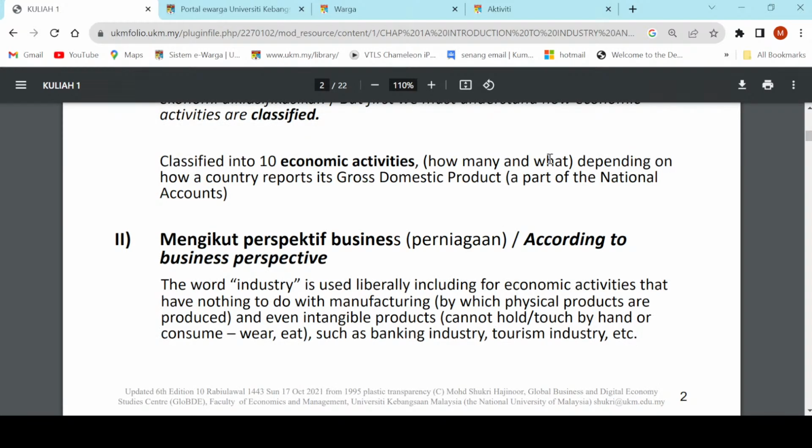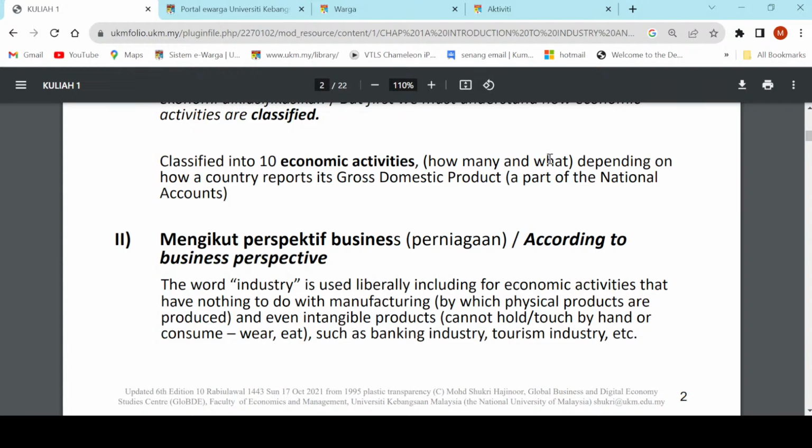entry. That depends on how the country reports its GDP. And I've just shown to you, in Malaysia, in the past, there were 10, but since 2019, there are 13. And ICT has become an entry by itself. So it is here, the note I've just explained to you. Meaning to say that 10 is not the magic number. It can be 11, can be 12, depending on which country you're talking about, and also depending on when.